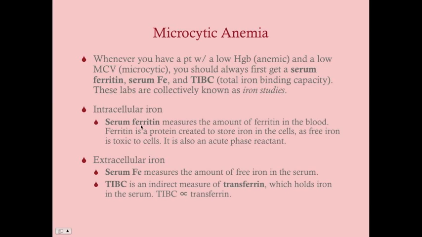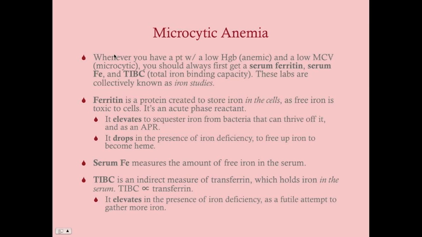Okay, so how do we work with these labs? Whenever you have a patient with low hemoglobin, as I mentioned, you should get your iron studies. Ferritin is a protein created to store iron in the cells, as I mentioned, and it elevates to sequester iron from bacteria that can thrive off of it as an acute phase reactant. So this is going to be important when we talk about anemia of chronic disease.